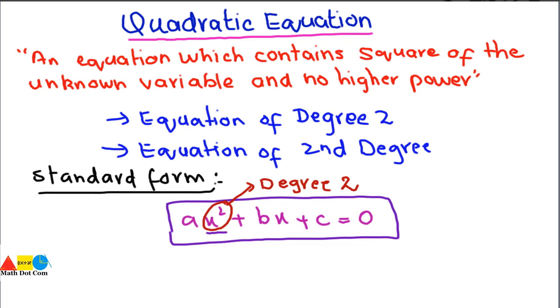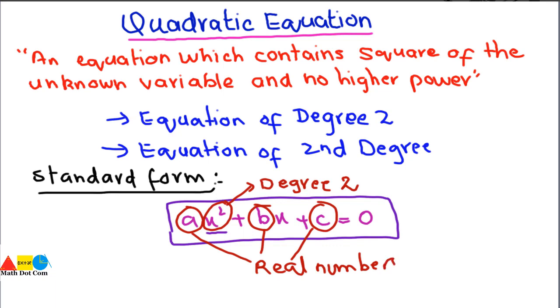Okay, so keep this in mind that this a, b and c, all these must be real numbers in the quadratic equation. There are some restrictions that we have to discuss in this equation, as a cannot be 0. What is a? A is the coefficient of x square. So a cannot be 0. If a becomes 0, then the equation becomes linear.